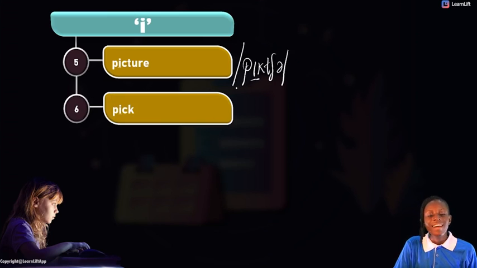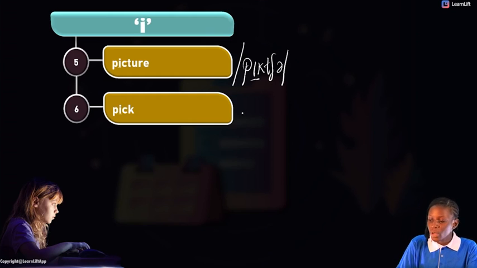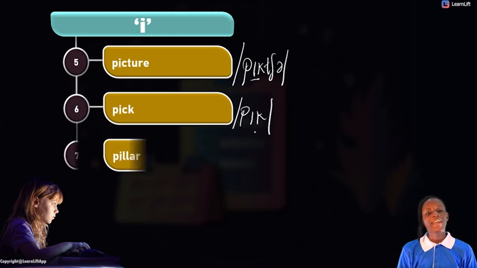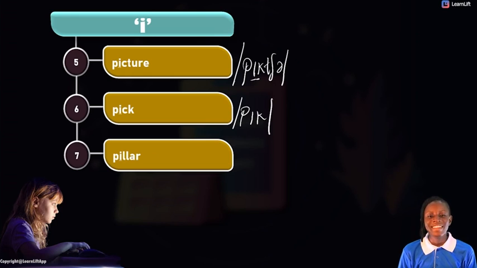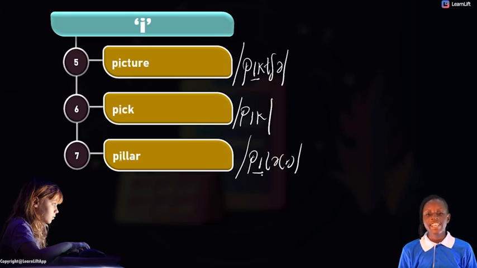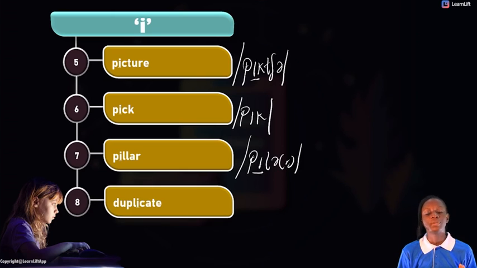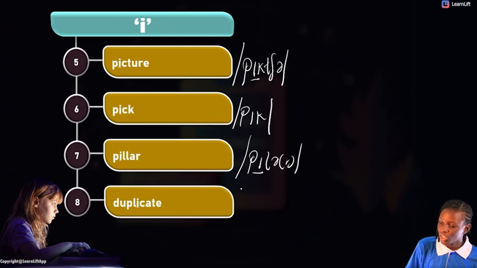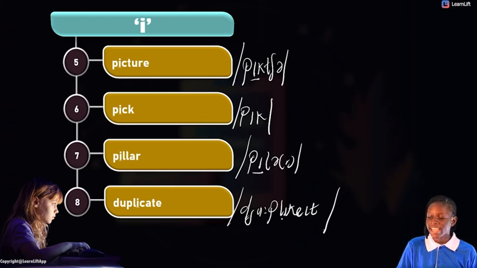Quickly we have our pic. Now from the idea of picture, let's transcribe pic together. For our pic we have peak. Next up we have pillar. Now our pillar is transcribed as pillar. Okay, our E sound then. Next example we have duplicate. Now our duplicate is transcribed as duplicate. We have our E sound here.